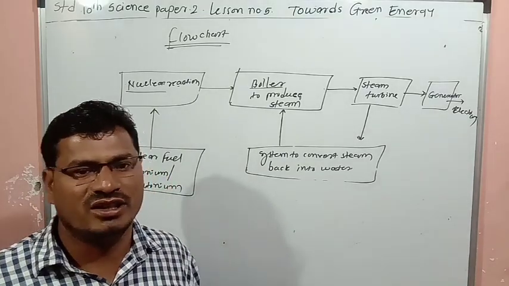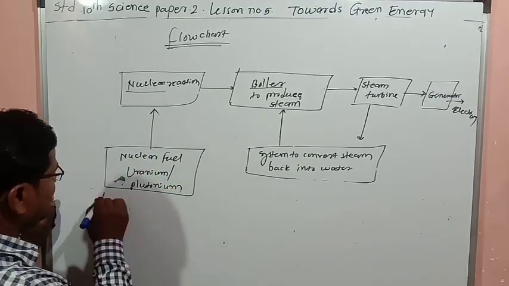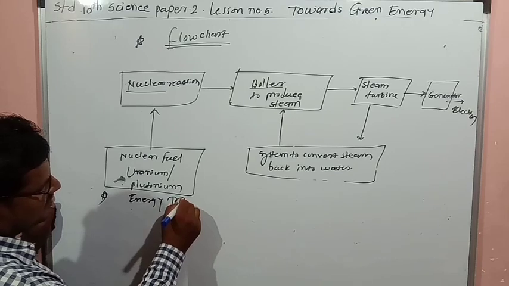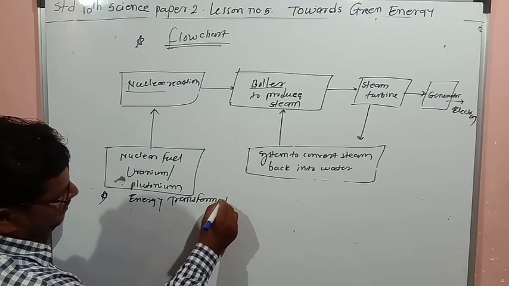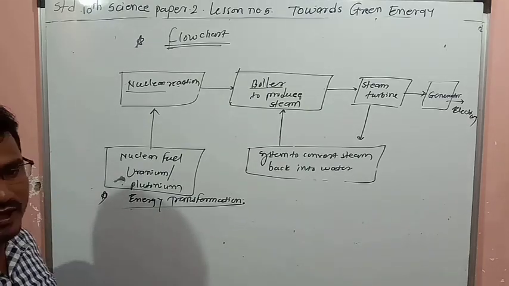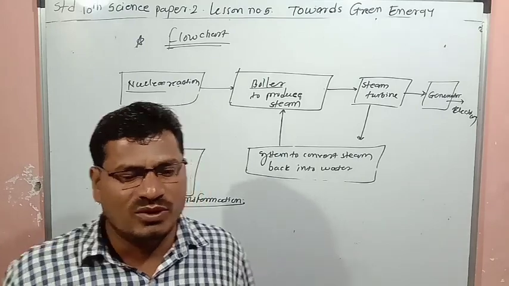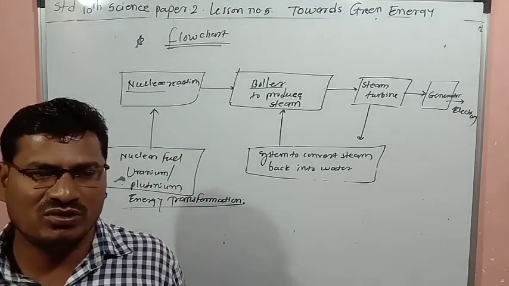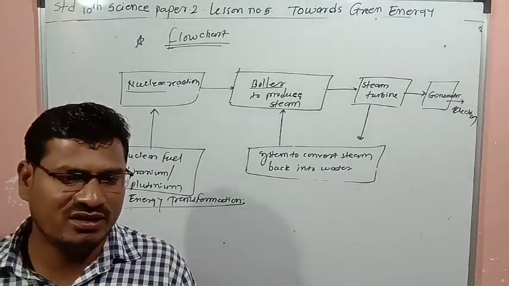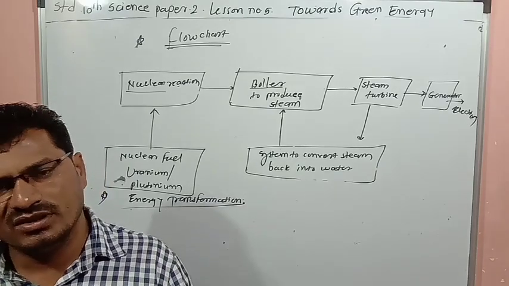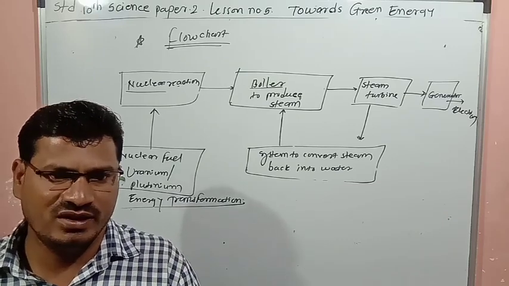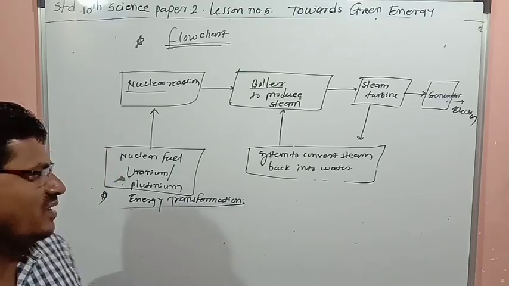Another point is the energy transformation. What type of energy conversion takes place in the nuclear power plant? In that, nuclear energy of the nuclear fuel is converted into thermal energy. Thermal energy is converted into kinetic energy of the steam. Kinetic energy of steam is converted into kinetic energy of the turbine, and at last the generator will produce electricity.